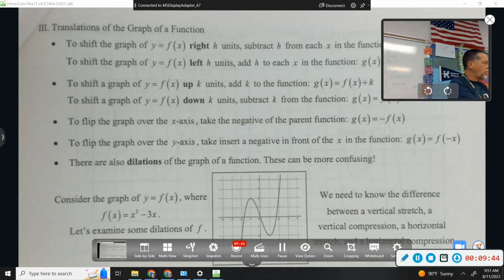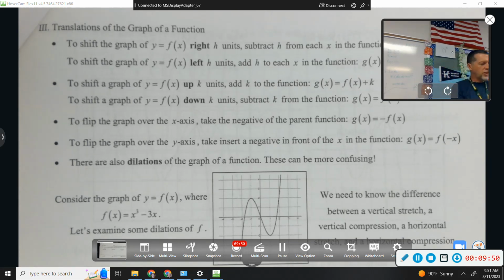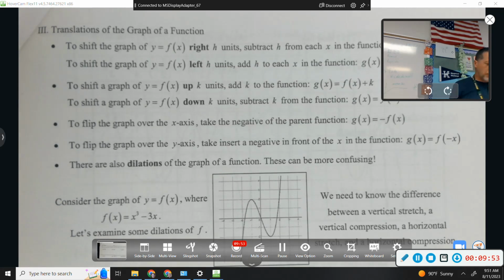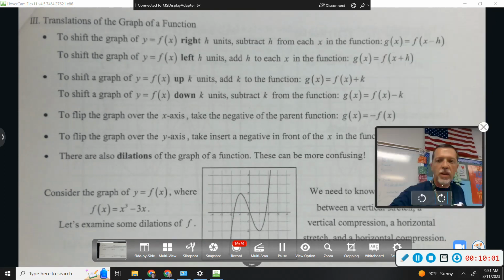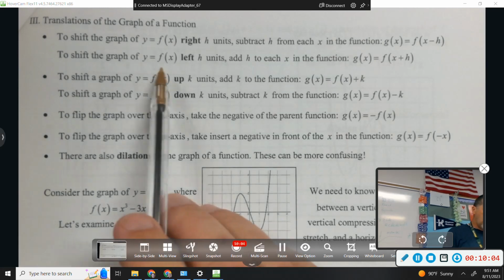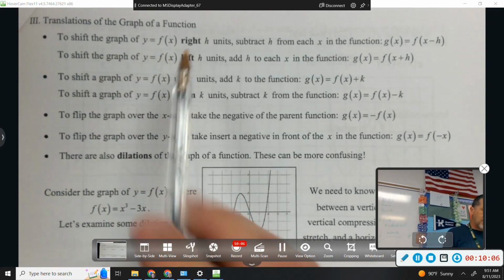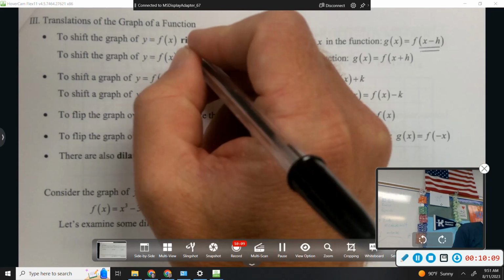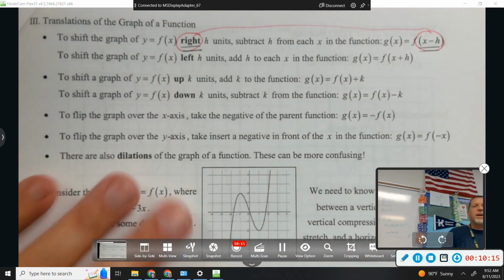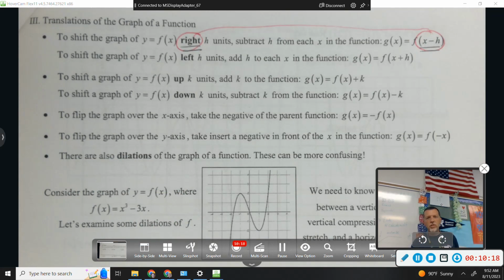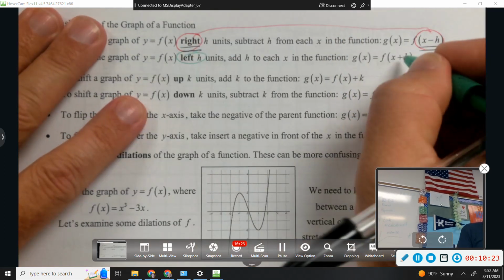All right, translations. Usually you guys are all stars at translations. Our math classes emphasize translations, so we're pretty good at this. So we're probably going to cruise through this. Stop me if we need to explain something, but I think this is going to be familiar. To shift the graph right, you do x minus h. Right, you can almost skip all the words. X minus h pushes it to the right. Pushing it to the left would be x plus h.